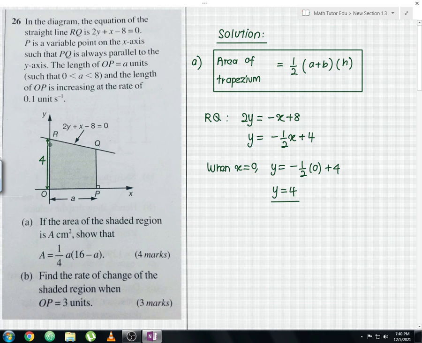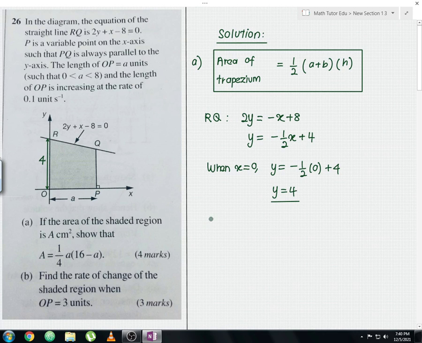At least for the first one, we can use the y-intercept as the reference. So how are we going to find the second length? For the second length, we're going to use the x coordinate instead. In this case, we're going to use the x coordinate as point A. As you can see here, the distance between point O and P is A units. So we're going to use the A as our reference.